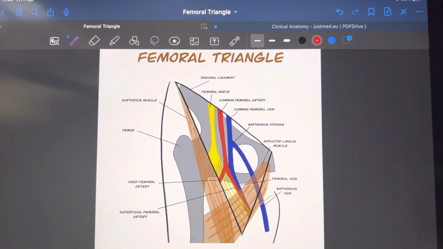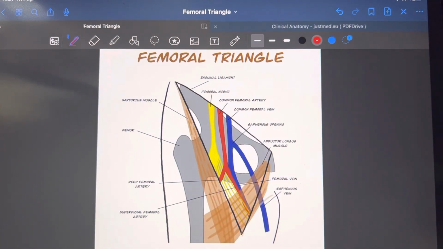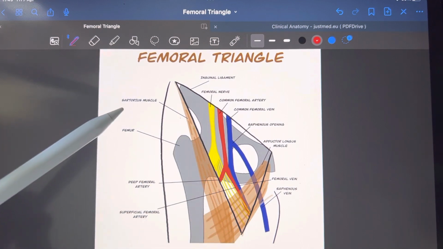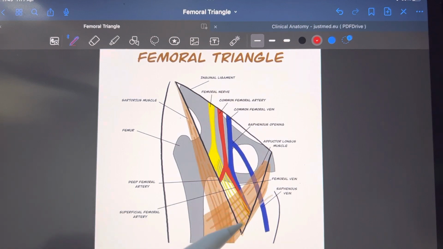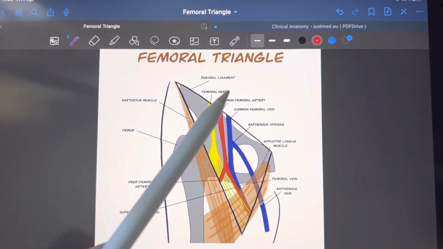So there will be a few words regarding the borders that make up the femoral triangle as well as the contents. So let's start with the borders. The lateral border of the femoral triangle is made by the medial border of the sartorius muscle. On the medial aspect, you find the medial border of the adductor longus muscle. And superiorly, you find the inguinal ligament.